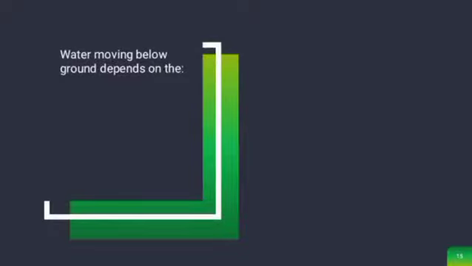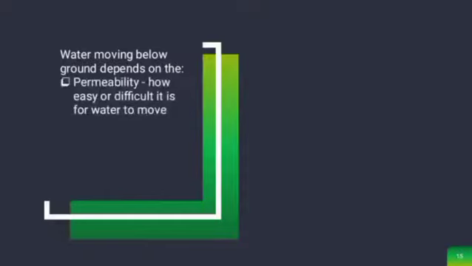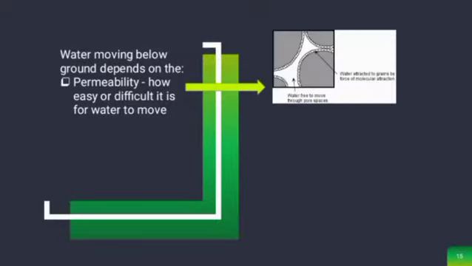So yun na, water moving below ground depends on the permeability, which means ibig sabihin ng permeability, how easy or difficult it is for water to move. So I have here the figure. In the figure of permeability, a thin layer of water will always be attracted to mineral grains due to the unsatisfied ionic charge on the surface. So it is called the force of molecular attraction. If the size of interconnection is not as large as the zone of molecular attraction, the water can't move.